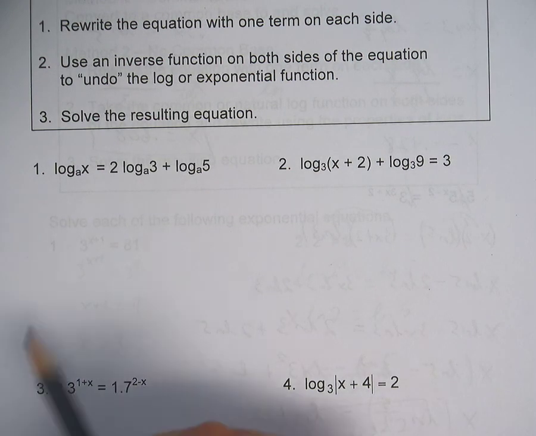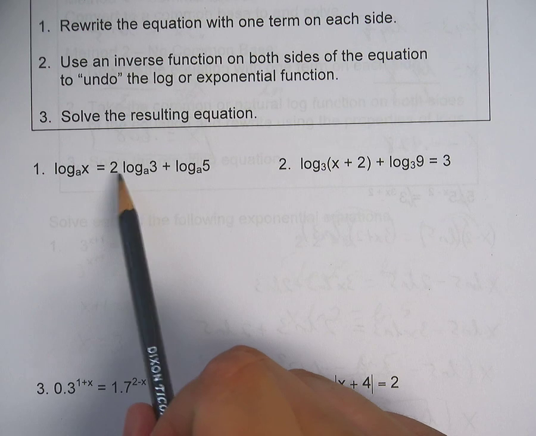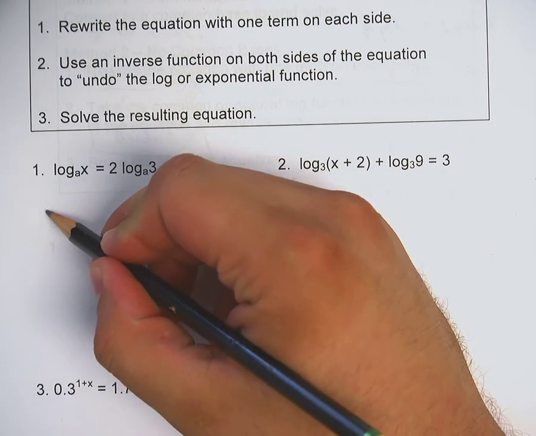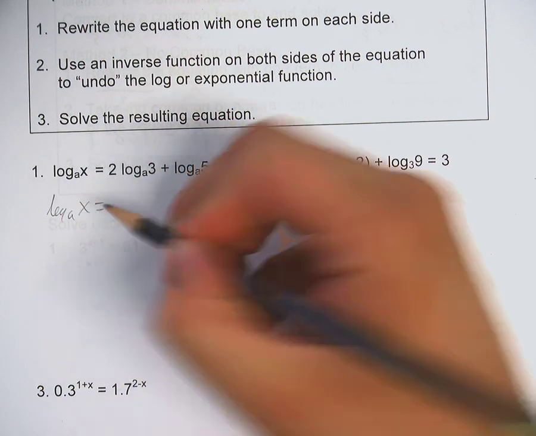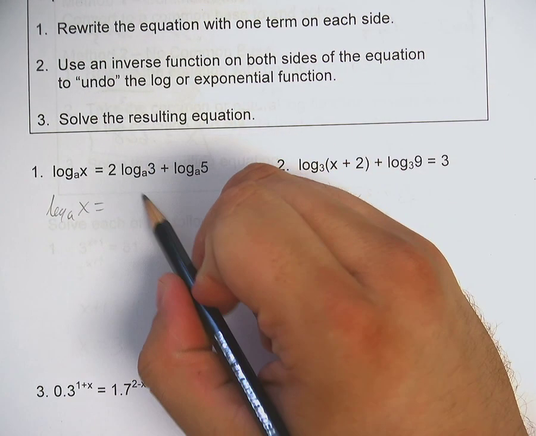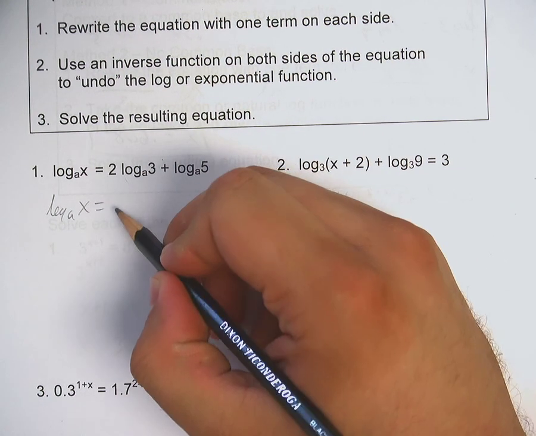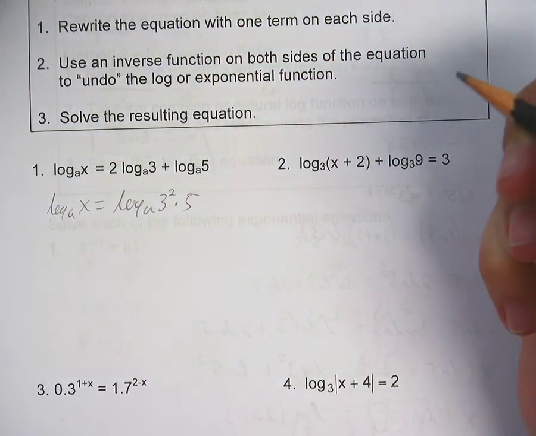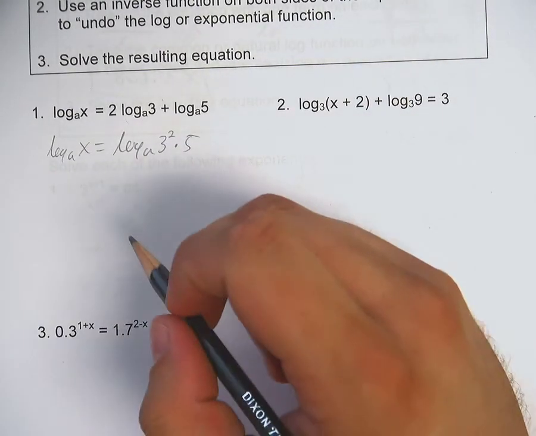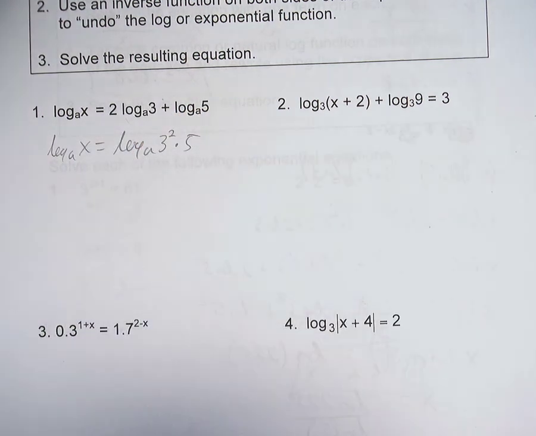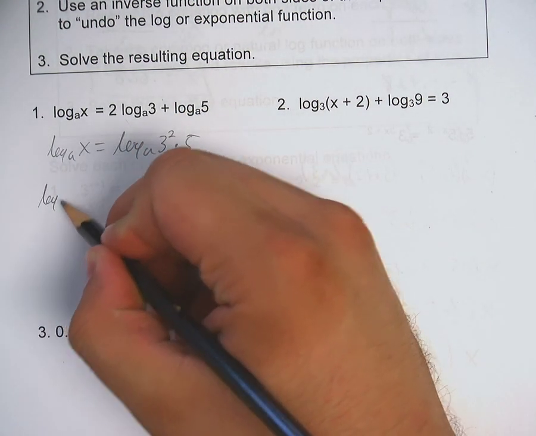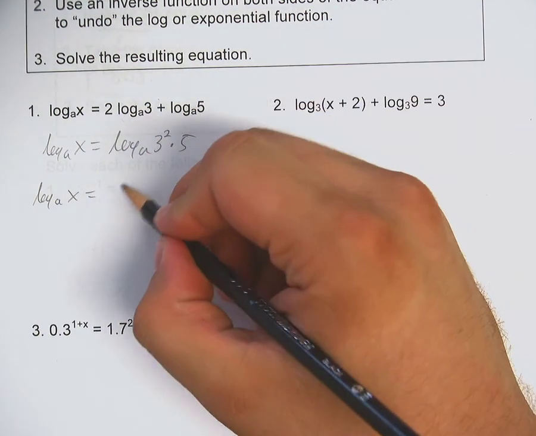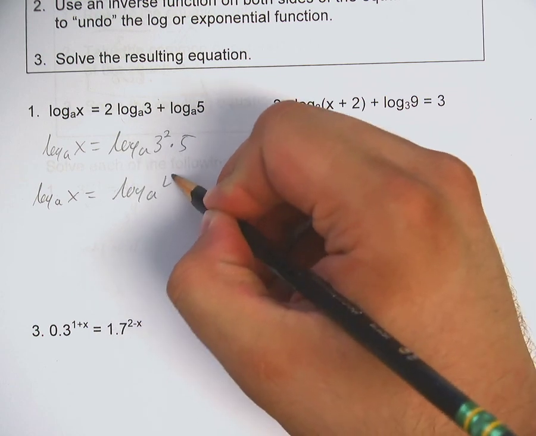Number 1, it says log base a of x equals 2 log base a of 3 plus log base a of 5. So fantastic. I can simplify this right-hand side. This is 3 squared and 5, so this is going to be log base a of 3 squared times 5. Is that going to be too bright? No, it's okay. Log base a of x equals log base a of 9 times 5, which is 45.